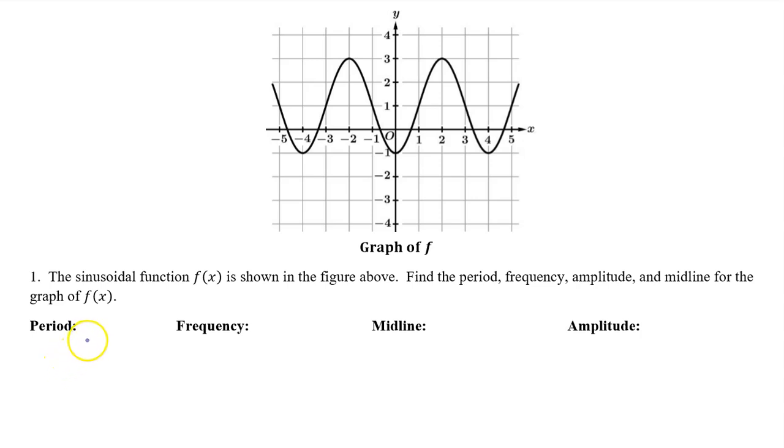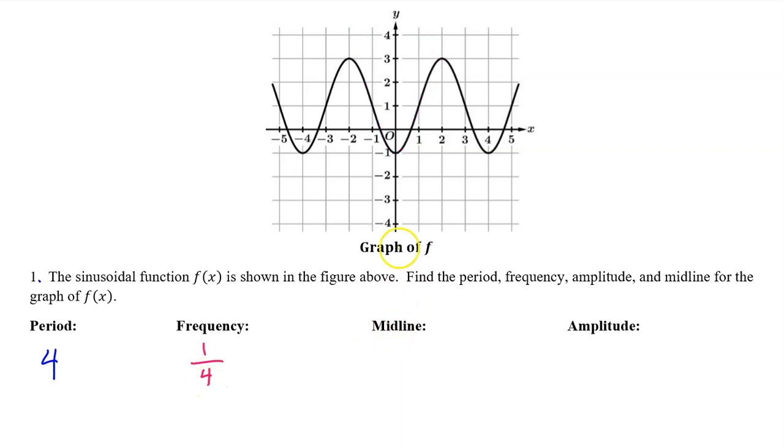Number 1. The sinusoidal function f of x is shown in the figure above. Find the period, frequency, amplitude, and midline for the graph of f of x. The period of a function is the horizontal length of one cycle, which can easily be measured from peak to peak. From -2 to +2, the period is 4. The frequency is the reciprocal of the period, so in this case it is 1/4.